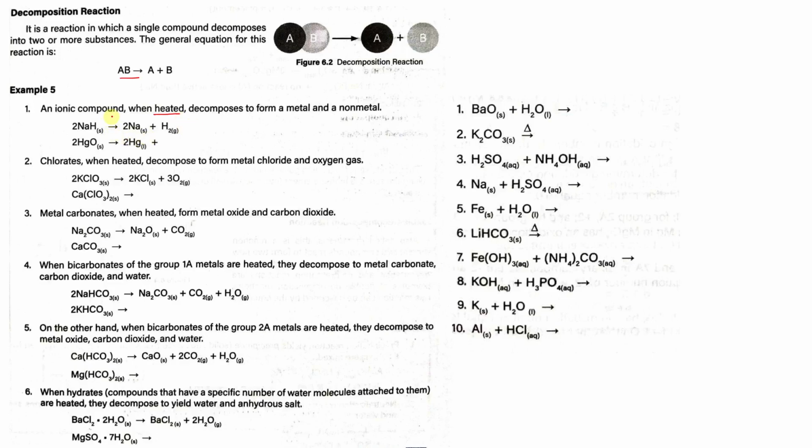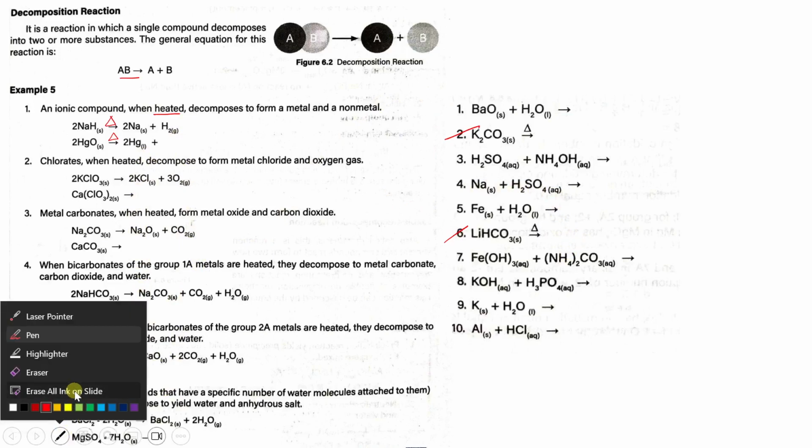So it's not here, but actually there is a triangle here. This delta sign means there is a presence of heat, and then that heat will cause this substance to decompose. So as what we can see here, 2 and 6 are actually the decomposition reaction. Now let's discuss the different types of decomposition reaction.